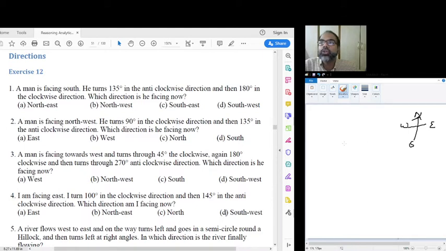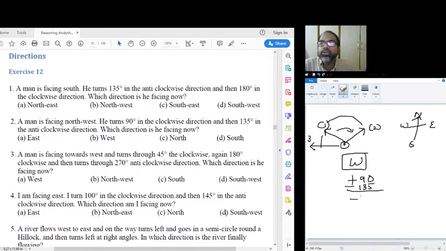A man is facing northwest. So from the starting position, this is the first position. He turns 90 clockwise. So 90 clockwise will take you in this direction. 135 anti-clockwise. So 135 again, 90 plus 45. So this is the third position. So which direction is he facing? Obviously he's facing west now. Using the plus minus method, plus 90 minus 135, so effectively minus 45. So starting from northwest, anti-clockwise 45 degrees will take you to west. So in a single step, we get the answer as west.